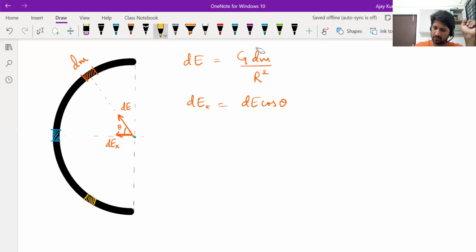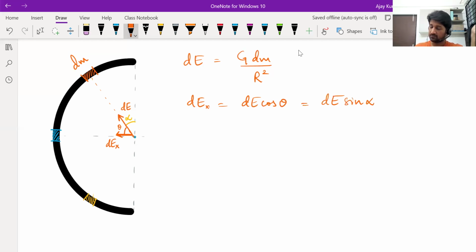How do I do that? Let me call the angle with the y-axis alpha. So if I want dE's x component, I can take it as dE cos theta. I can also take it as dE sin alpha. Alpha is with the y-axis, no? So the y component will be cos alpha, and the x component will be sin alpha. I can take it like that also.